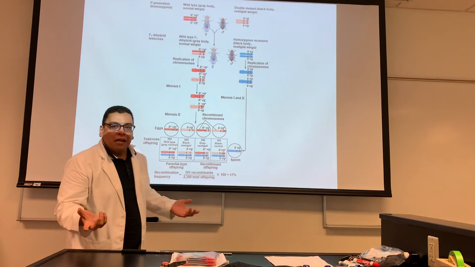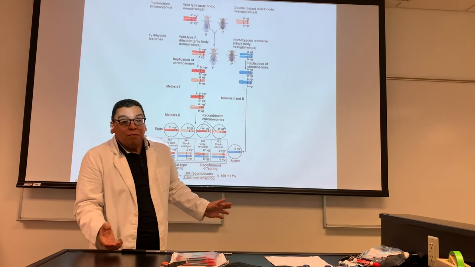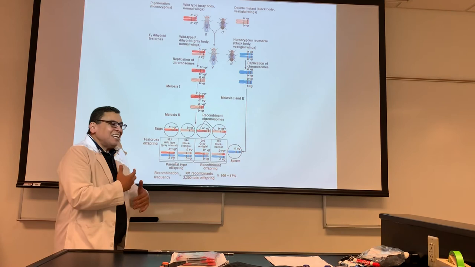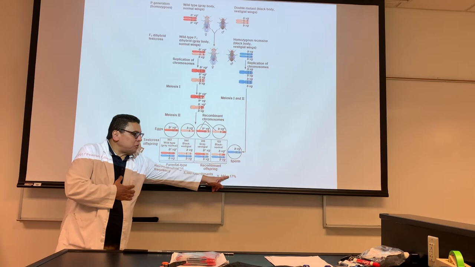Did that make any sense to you? A map unit? What's a map unit? If I say you're 17% away from reaching your home, that does not make any sense to you. But if I say you're 5 minutes away from home, that makes a little bit more sense. But it's still like, okay, how far is that? So 17% recombination is the same as 17 map units.